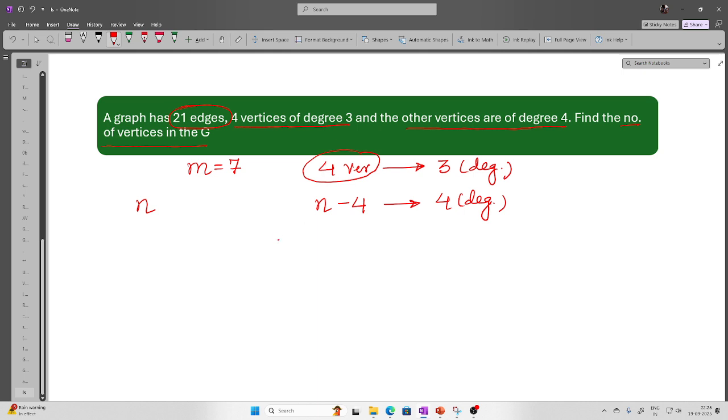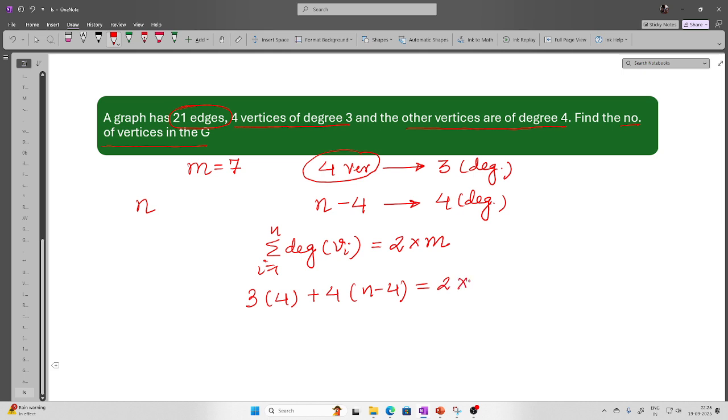So we know that the sum of the degrees of all the vertices in a graph should be equal to twice the number of edges. So this is 3 times 4 plus 4 times (n minus 4) should be twice the number of edges. How many edges are there? Sorry, the number of edges is 21, not 7. Sorry. So this is 21.